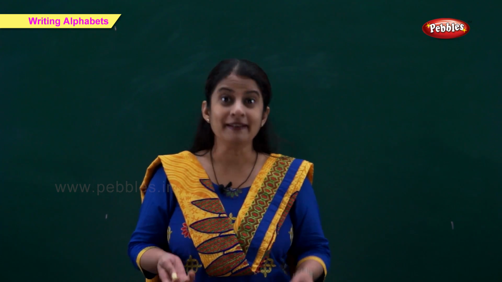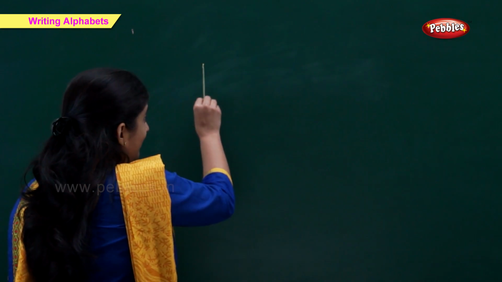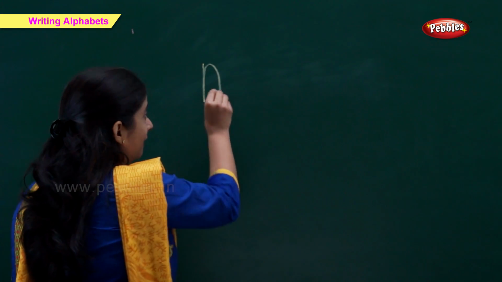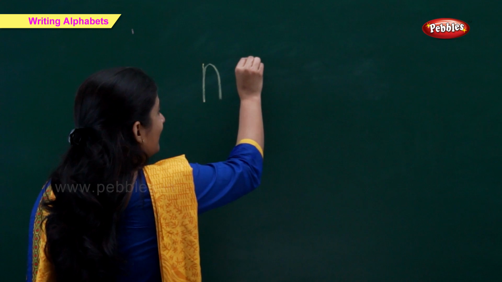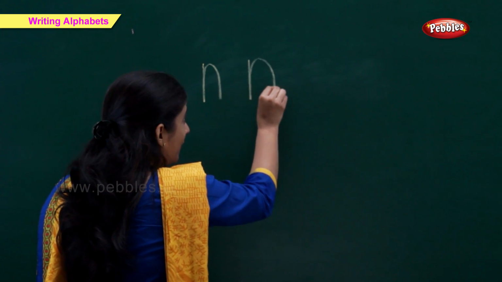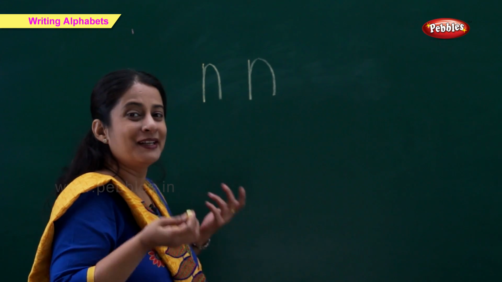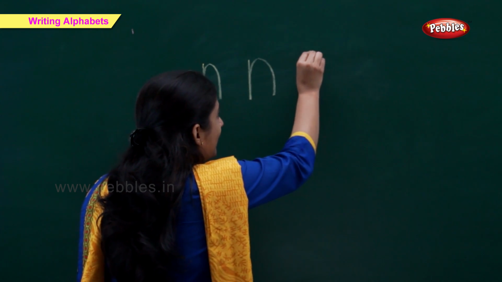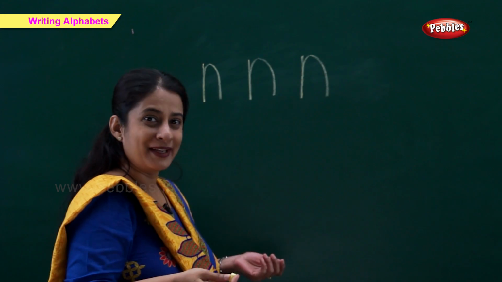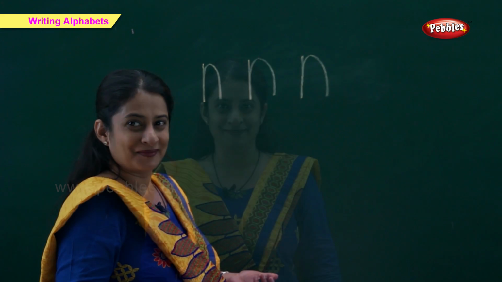Now we will write N, small n. Standing line with one curve makes small n. Again, standing line with one curve makes small n.